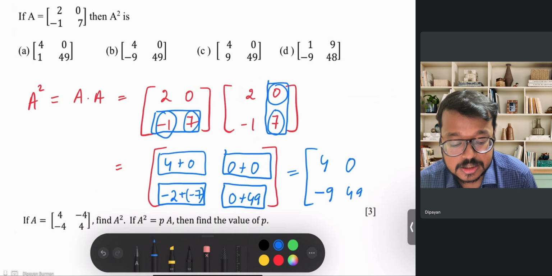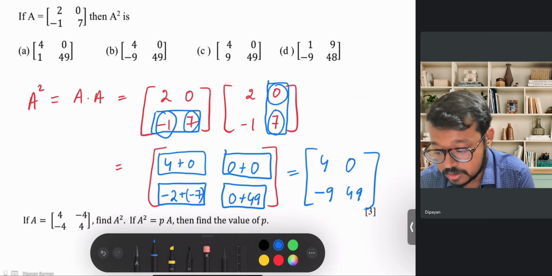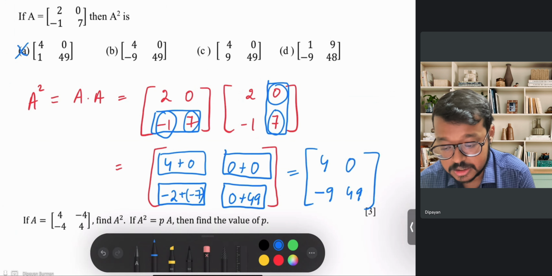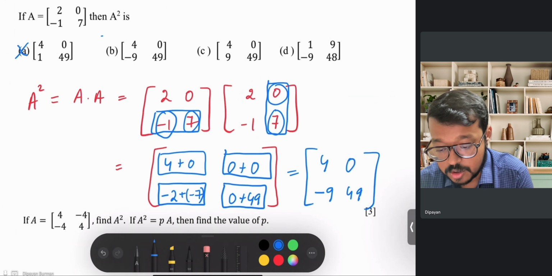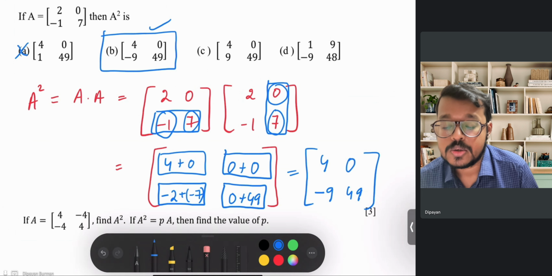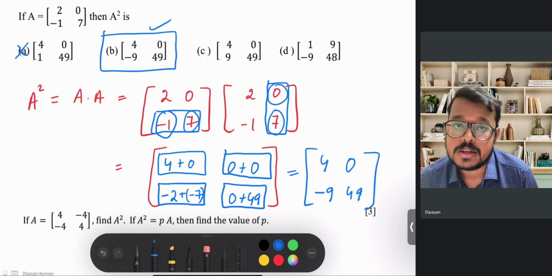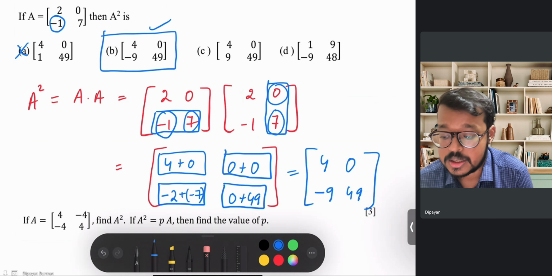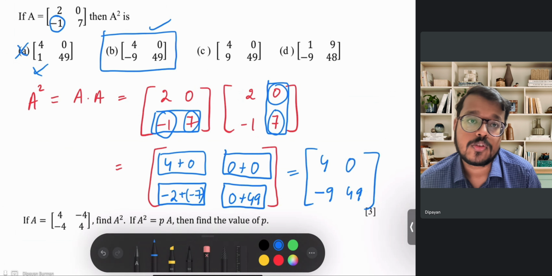If I look at the options, option A is not right, option B is correct. Yes, so option B is correct. Option C and D again are not matching, so option B is correct. So you can see that if I had just taken matrix A and squared each of the elements, then this element minus 1 square is 1, and I would have chosen option A, but that will be wrong. So I have to be a little careful.